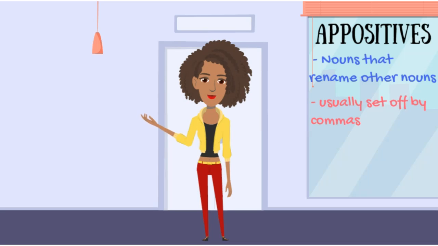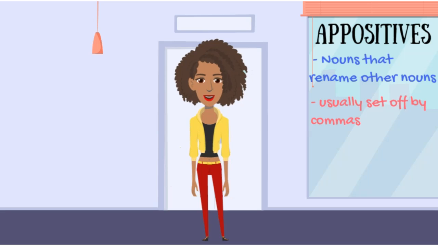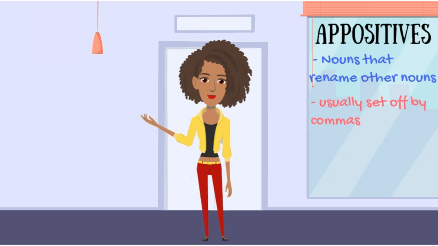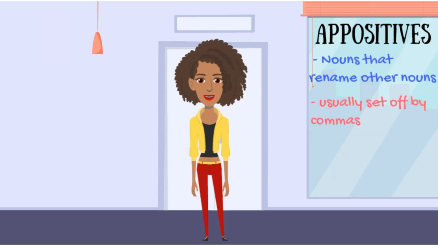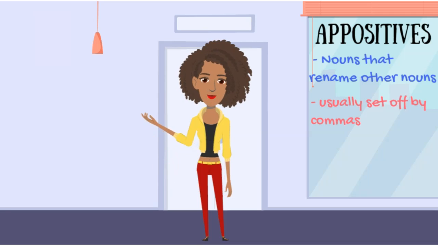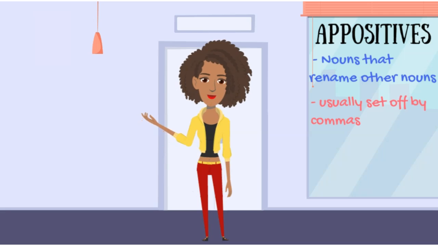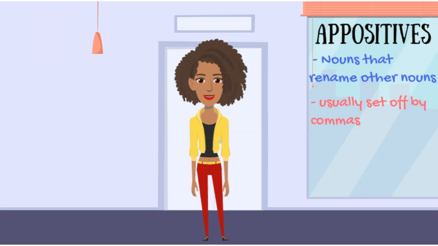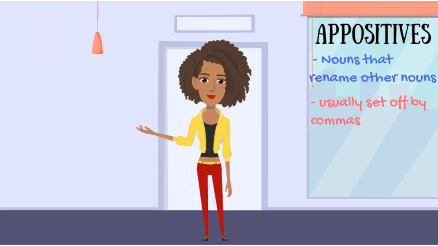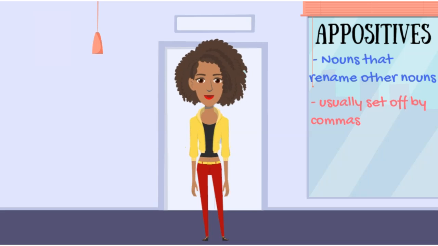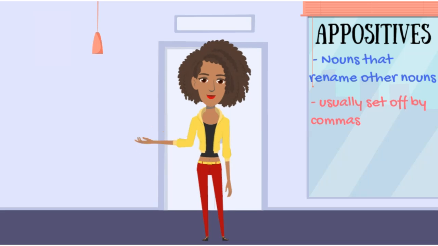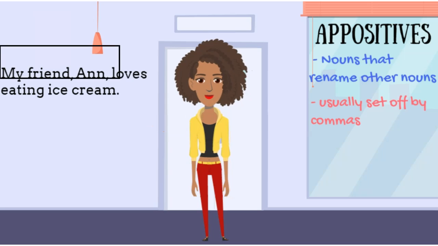It's usually set off by commas, unless it's closely tied to the word that it identifies or renames, and it can be one word or a combination of words. It's also important not to confuse appositives with predicate nominatives. A verb will separate the subject from the predicate nominative, while an appositive can follow any noun or pronoun, including the subject, direct object, or predicate nominative.